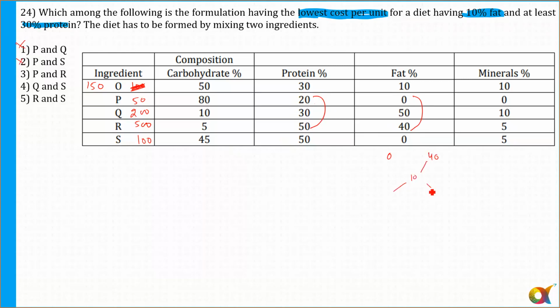So apply the alligation rule. 40 minus 10 is 30, and that is equal to 10. So I need to mix them in the ratio 3 to 1. In option number 3, it says P and R. So I need to mix them, P and R, in the ratio 3 to 1.